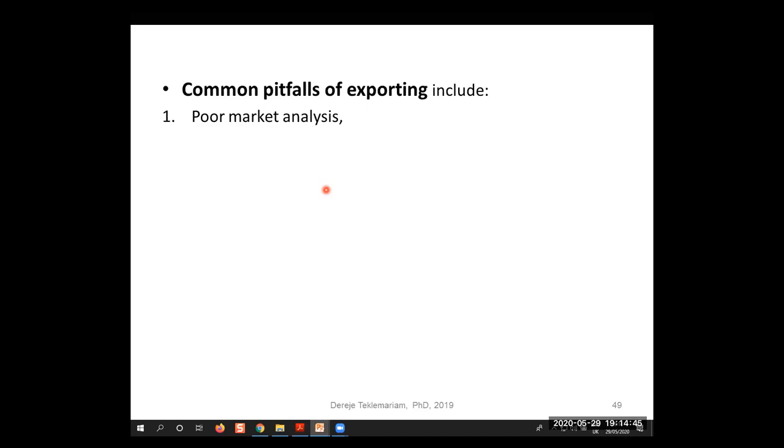Market analysis touches some stages and parameters, like products. When you talk about market, the first thing is the four Ps or five Ps, as I said last time: product analysis, what type of product is required by the country of our intended destination. Product features, durability, quality, and standardization should all be considered.